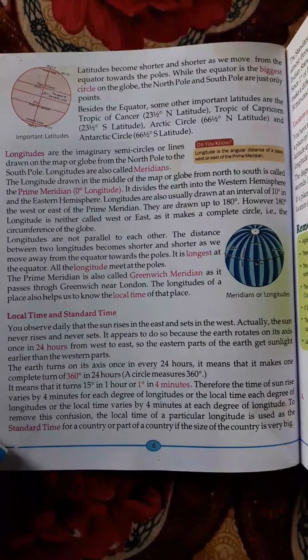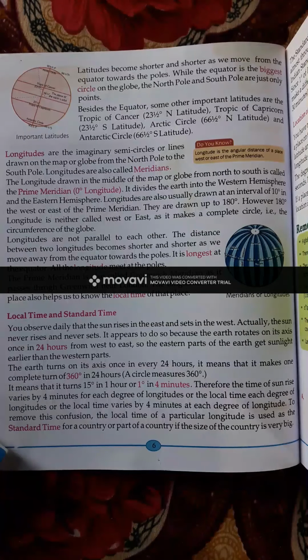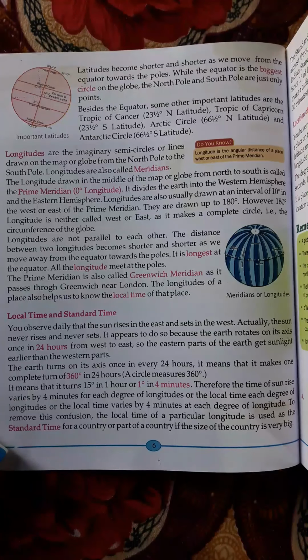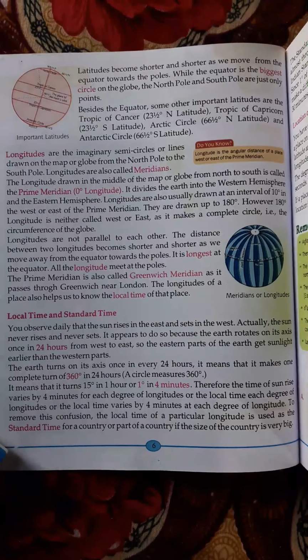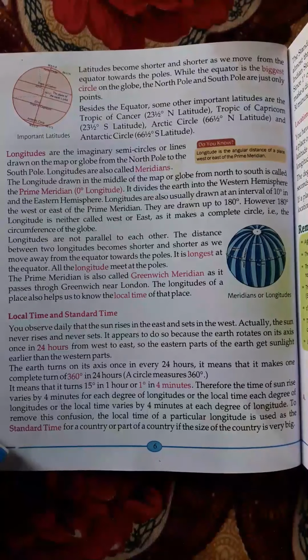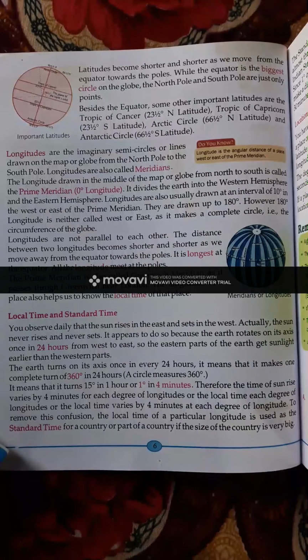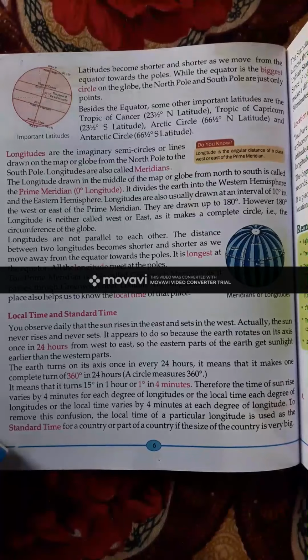Besides the equator, some other important latitudes are the Tropic of Cancer, which is at 23.5 degrees north latitude; the Tropic of Capricorn, 23.5 degrees south latitude; the Arctic Circle, 66.5 degrees north latitude; and the Antarctic Circle, 66.5 degrees south latitude. This is the measurement of the Tropic of Cancer and Tropic of Capricorn. Clear?